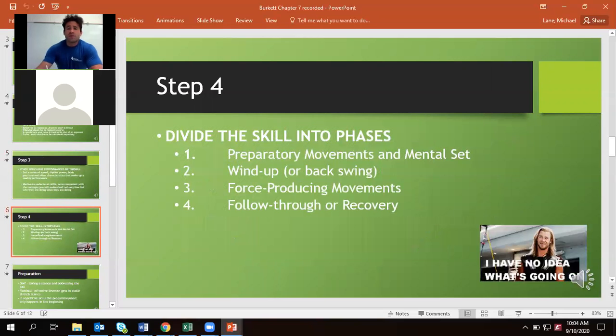So this is what you guys are working with your skills. We're dividing it into 4 phases. We have the preparation or preparatory movement and essentially the mental set. From there, we're going to have the wind up. Then we're going to do our force producing, and then we're going to have our follow through recovery.